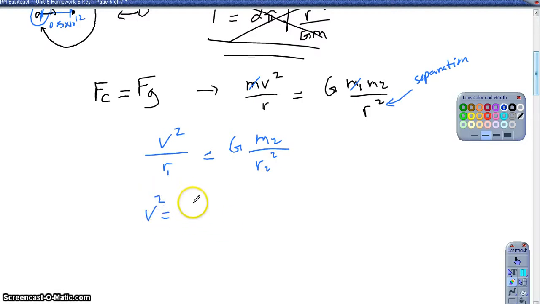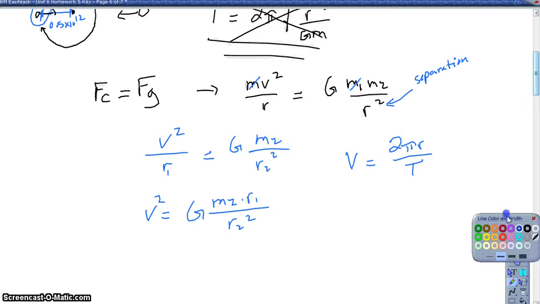So velocity squared would equal g times m2 times r1 if I multiply that over, and then divided by r2 squared, right? So this would be my velocity, and then obviously I could square root both sides to get my velocity by itself. And then to find the period, well, the period is just taking advantage of velocity equals 2 pi r over t. Again, the question I want you to think about, though, is which r is this?